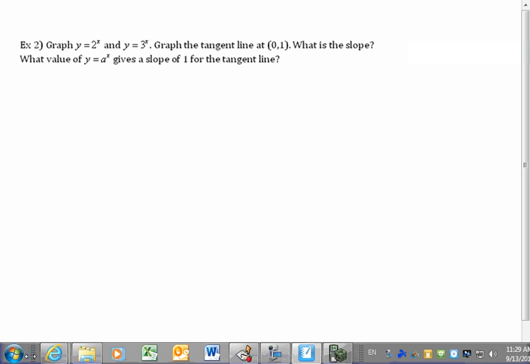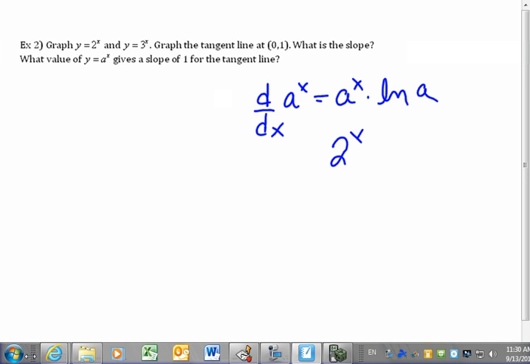Okay, for what value of x does a to the x give a slope of 1 for a tangent line? Do you remember the derivative of 2 to the x? Do you remember the derivative of a to the x? It's a to the x times ln of a. So if you want to do it algebraically, you have to still do it practically. That has to equal 1. So you could solve for that, but that's a little bit beyond what's being asked here.